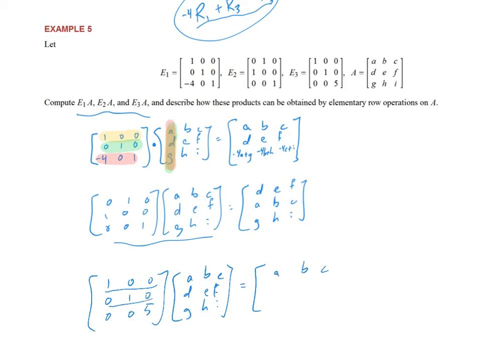Row 2 multiplies through that matrix, gives me a DEF. Row 3 multiplies through. You can see the zeros aren't going to give me anything except the 5 gives me a 5G, a 5H, and a 5I. And so that scaling operation we can express as a product of two matrices, one elementary matrix and our given matrix A. And that has a lot of significance in just a second when we look at our next really important theorem in this section.